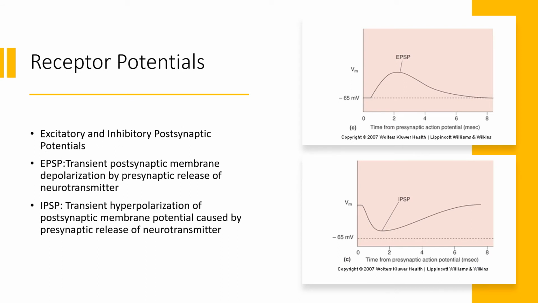Okay, so what are they blocking? What are they allowing in? These are things called receptor potentials. We have both excitatory and inhibitory postsynaptic potentials, also known as an EPSP and an IPSP. EPSPs are quick postsynaptic membrane depolarizations, meaning we're going to raise the membrane potential based on the release of a neurotransmitter. An IPSP is an inhibitory postsynaptic potential, meaning that the neurotransmitter binds and causes a decrease in the resting membrane potential. So excitatory is going to bring it up, and inhibitory is going to bring the membrane potential back down.